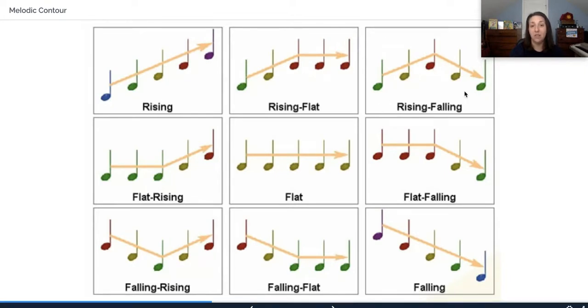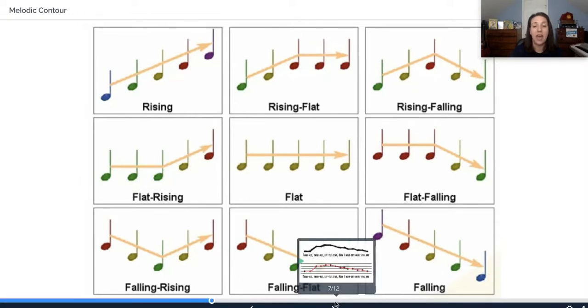We have rising and falling, where the pitch would go up and down, and flat and then rising. So we have a couple of notes that are the same and then it goes higher. Flat, where it just keeps the same. Keep that one in mind. That one is tricky to hear. We have flat and falling, so we could start high and then go low. We have falling and rising, and falling and then flat at the end, and then just straight down, falling. So all of those are options for a melodic contour.